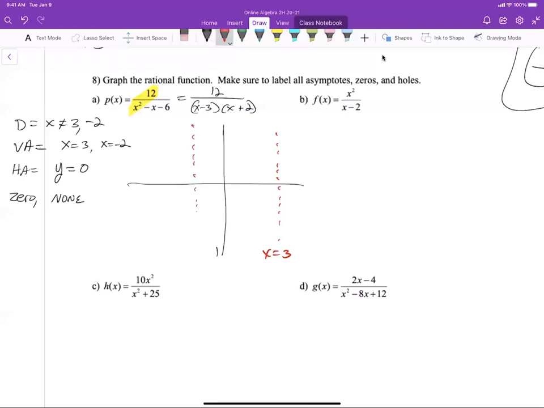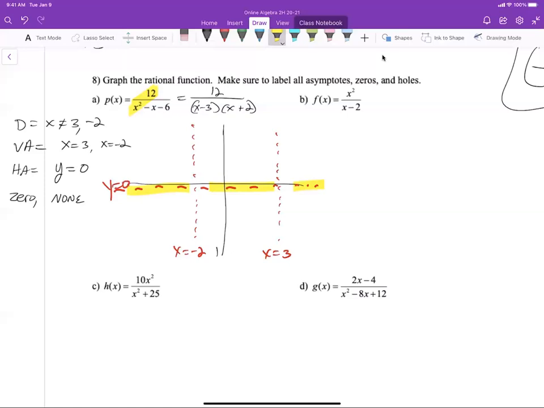X equals -2. No intercepts, horizontal asymptote at y equals 0. All right, I have how many regions? We got 1, 2, 3. Those are the only regions where I can switch signs because I don't have any intercepts. I have to look to the left of -2 and plug in some value to the left of -2.